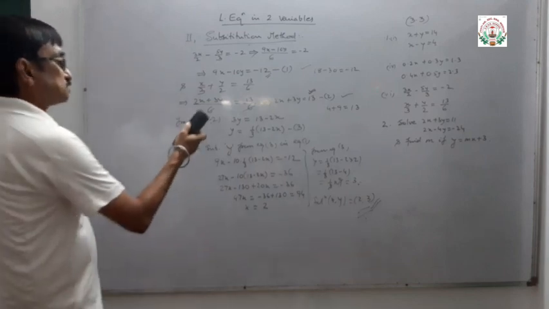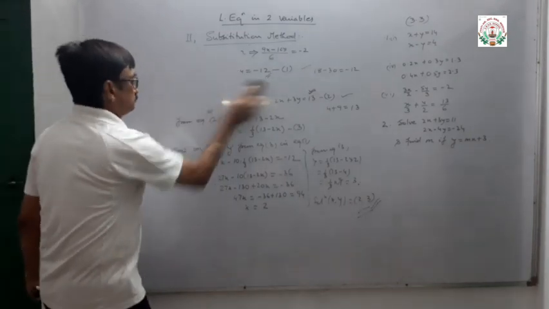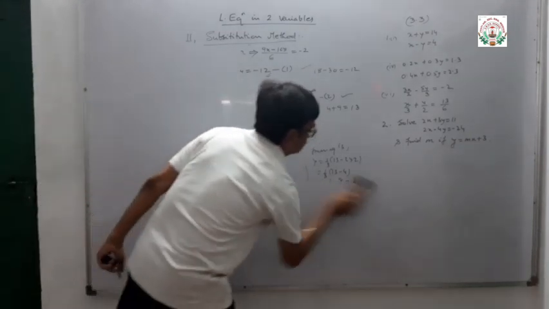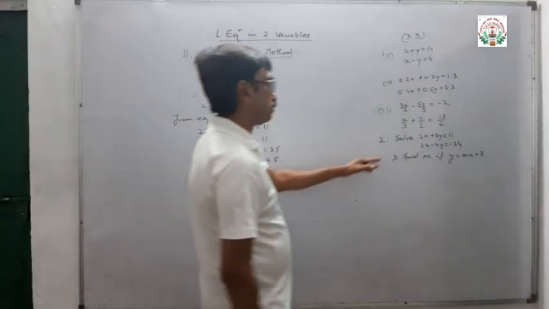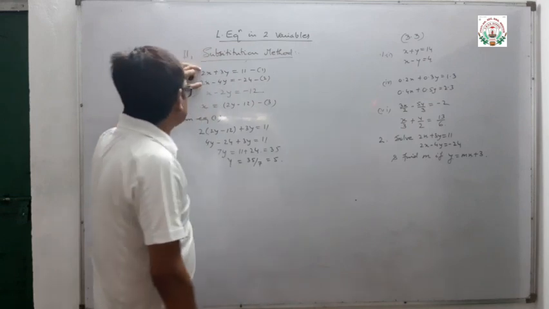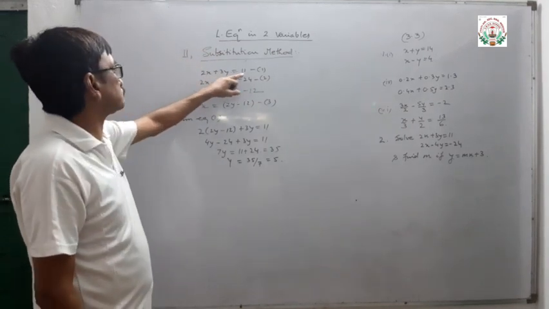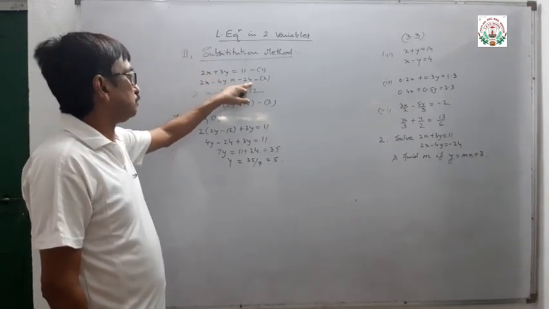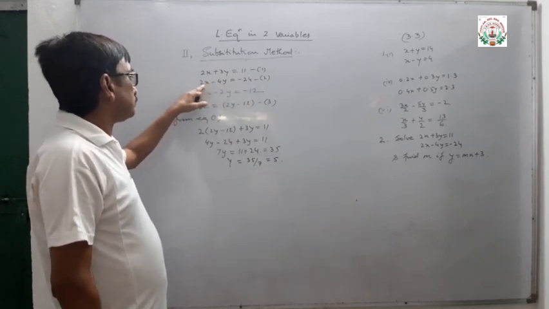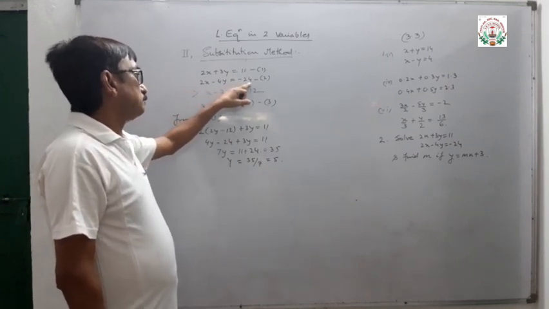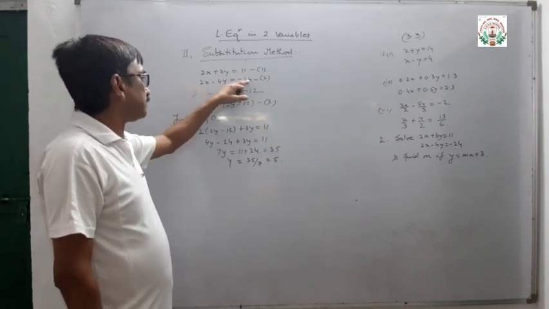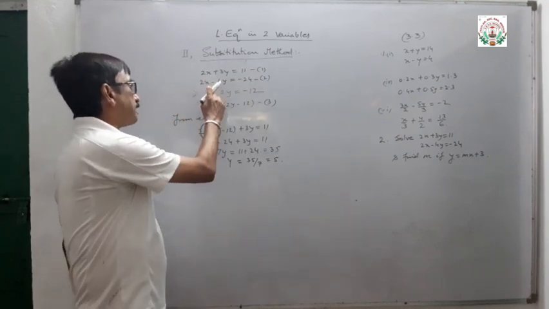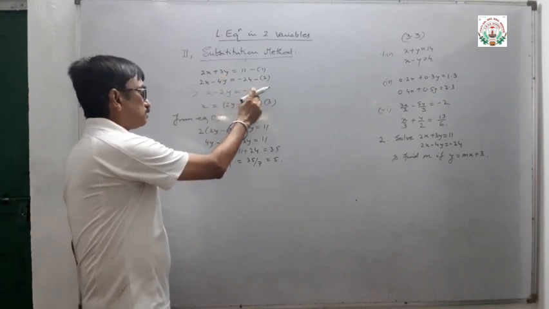Now let's move to the second question. Now we have to solve this second equation, 2x plus 3y equals 11 and 2x minus 4y equals minus 24. We can convert the second equation into standard form by dividing each term, both left and right side, by 2. So it becomes x minus 2y equals minus 12.